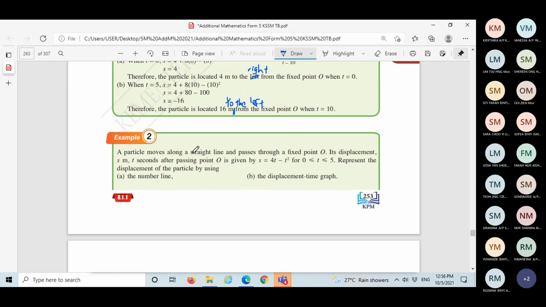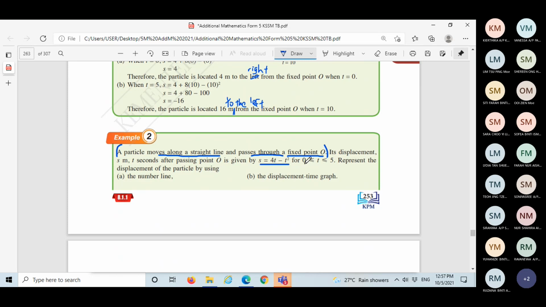So a particle moves along a straight line and passes through a fixed point O. You see, the sentence always starts this way: move along a straight line, passes through fixed point O. Always the sentence will start in this way. Its displacement s meter, t second after passing point O, is given by this function.